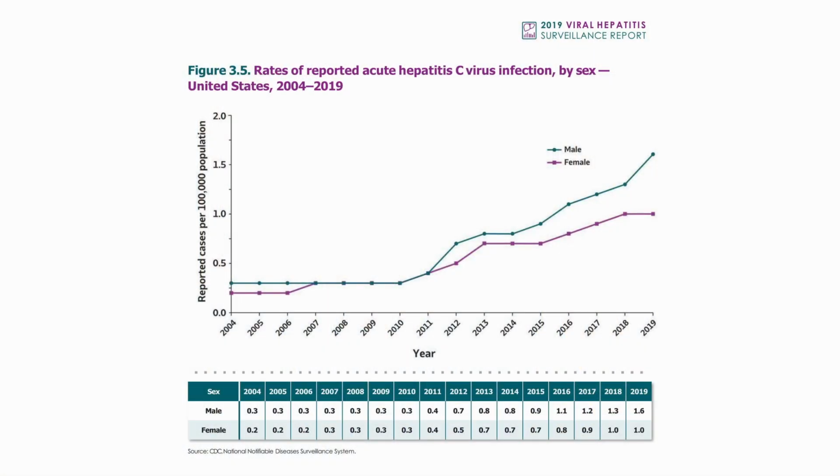So the rates of reported acute hepatitis C infection have gone up, of course, from 2009. And a lot of it is because of the increased homelessness, it's believed, and mental illness that is untreated, and it is treated by illicit drugs and needle sharing.